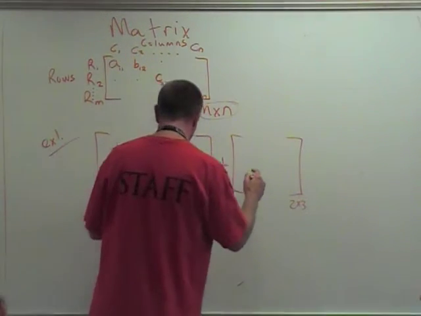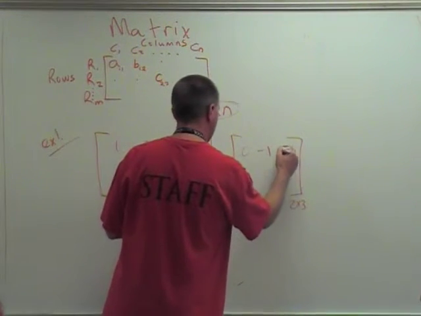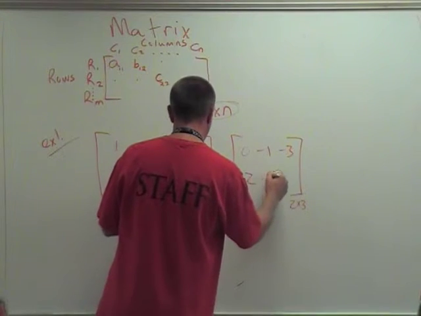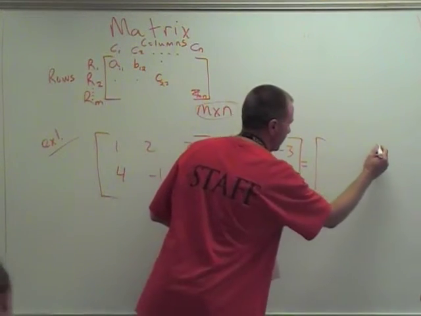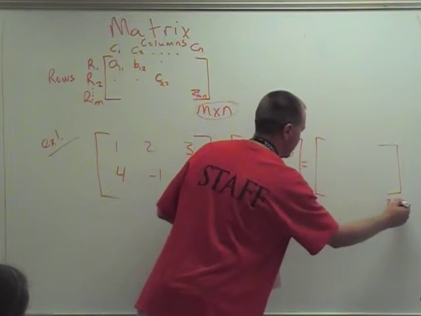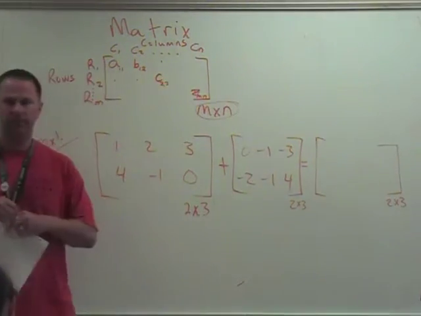Alright, so this one is 0, negative 1, negative 3, negative 2, negative 1, 4. That will give me another matrix, and that answer will also be a 2 by 3.